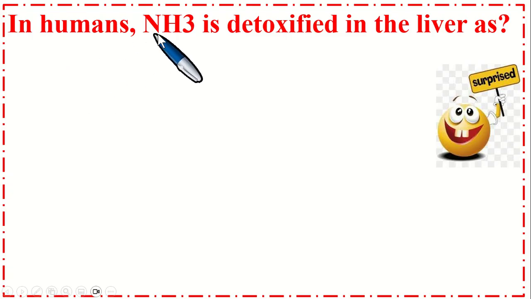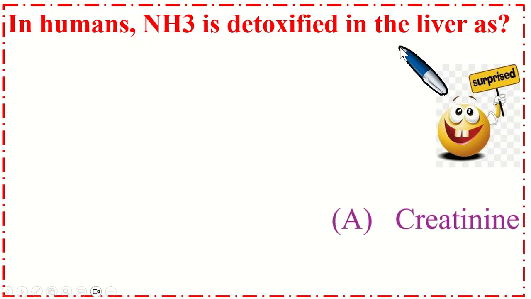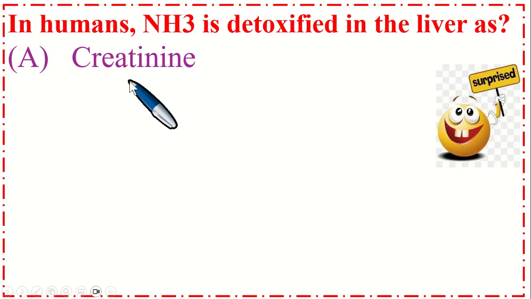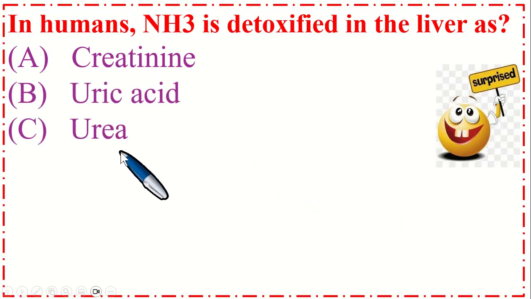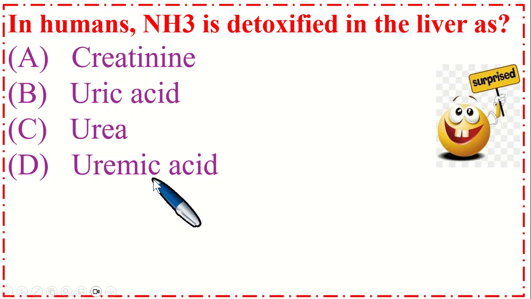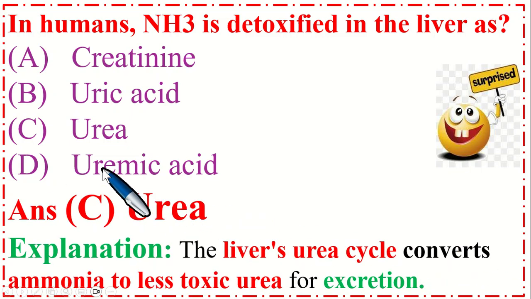In humans, NH3 is detoxified in the liver as option A creatinine, B uric acid, C urea, and option D uremic acid. So the correct option is C urea. The liver urea cycle converts ammonia to less toxic urea for excretion.